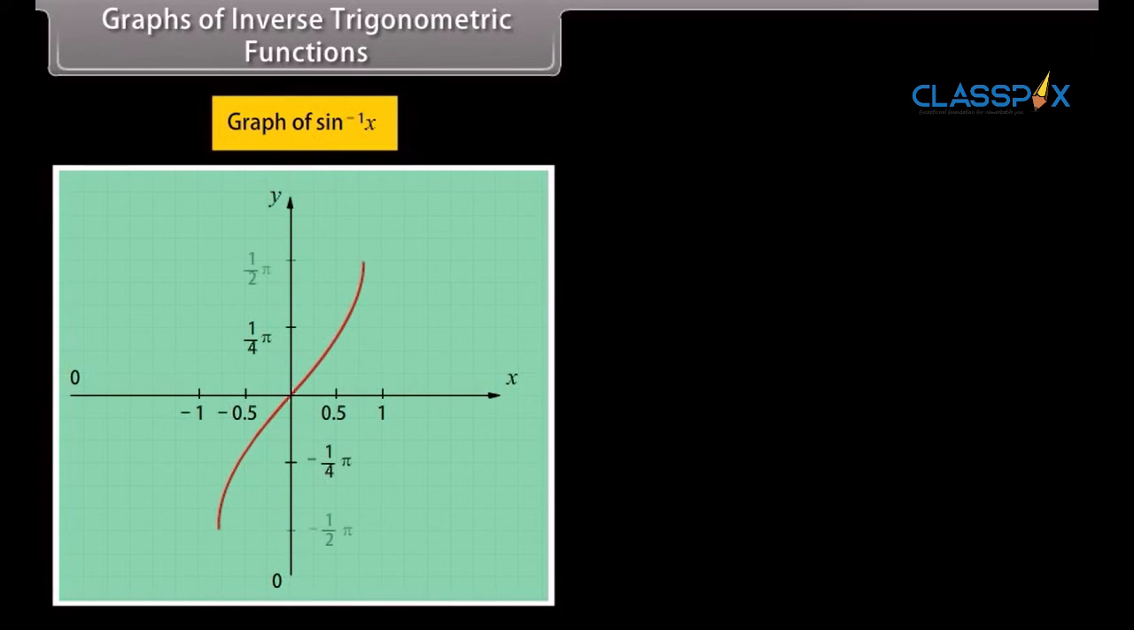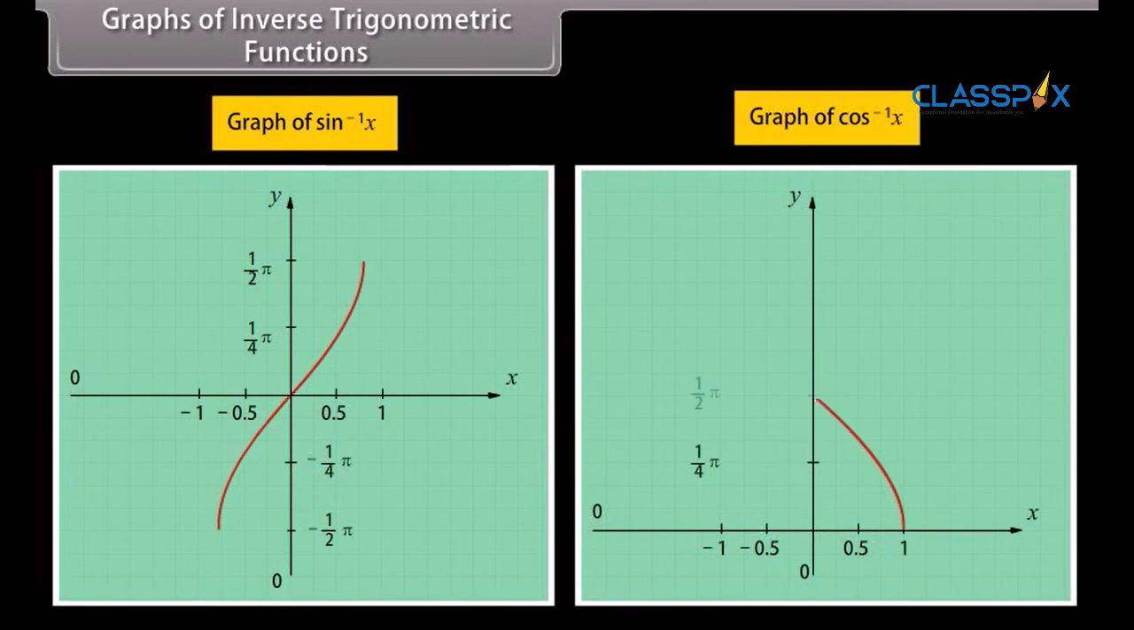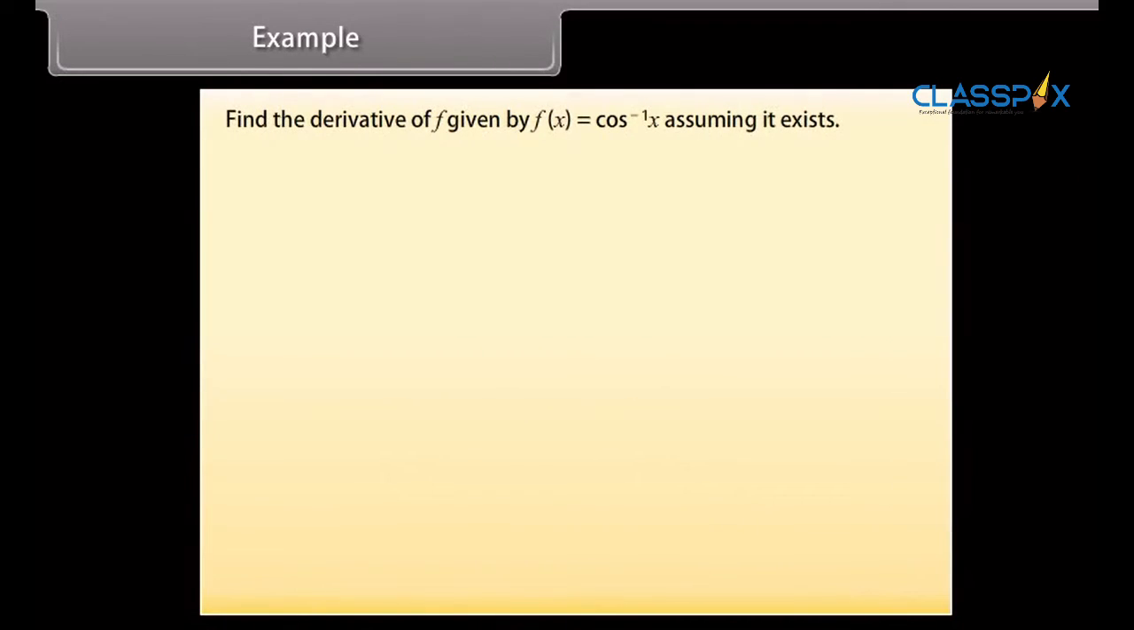Graphs of inverse trigonometric functions. Graph of sine raised to power minus 1 x. Graph of cos raised to power minus 1 x. Example. Find the derivative of f given by f of x is equal to cos inverse x, assuming it exists. Solution. Let y is equal to cos inverse x. x is equal to cos y.